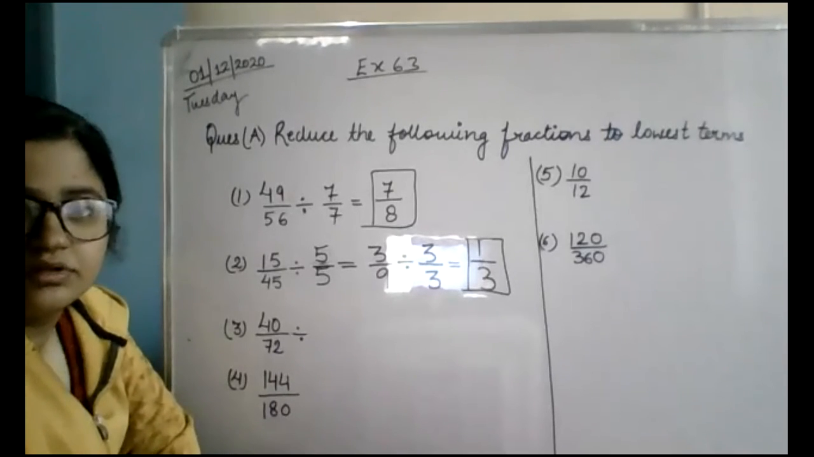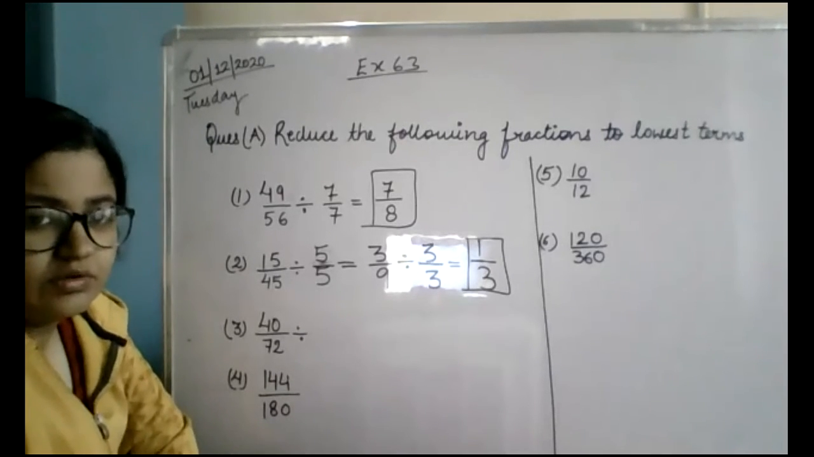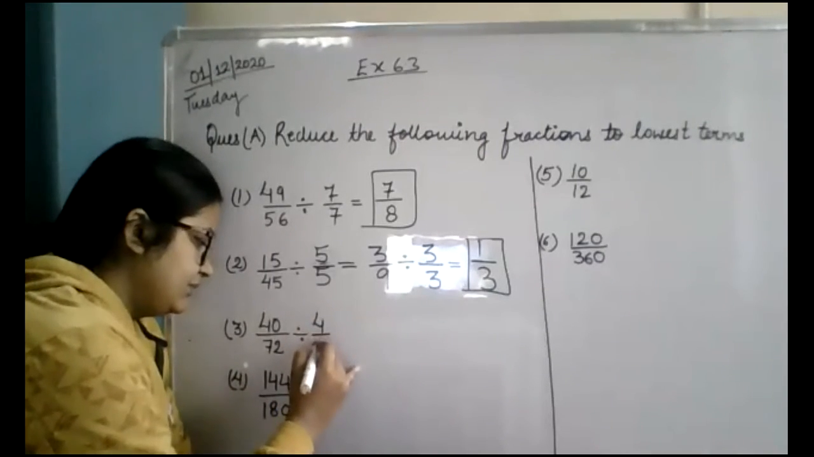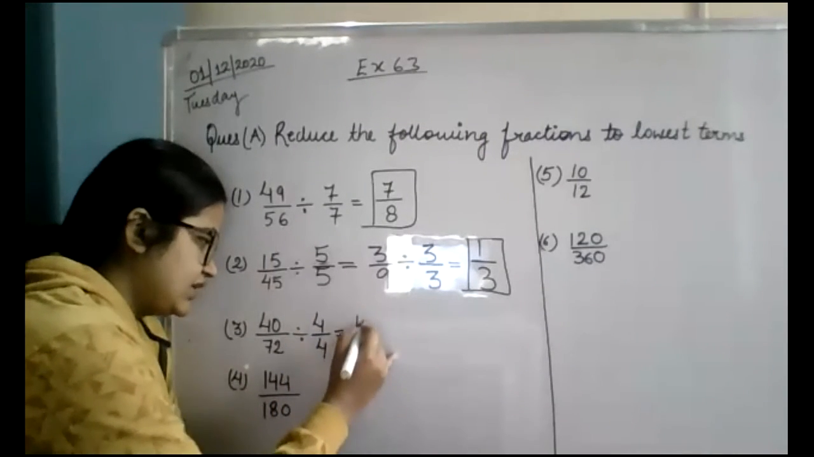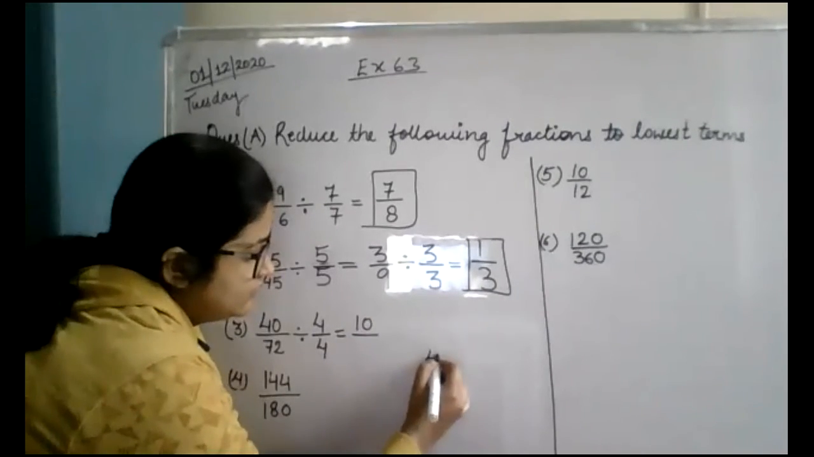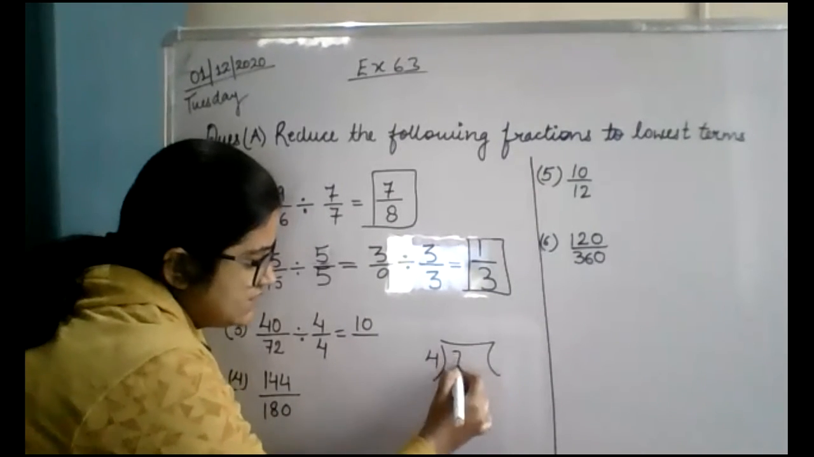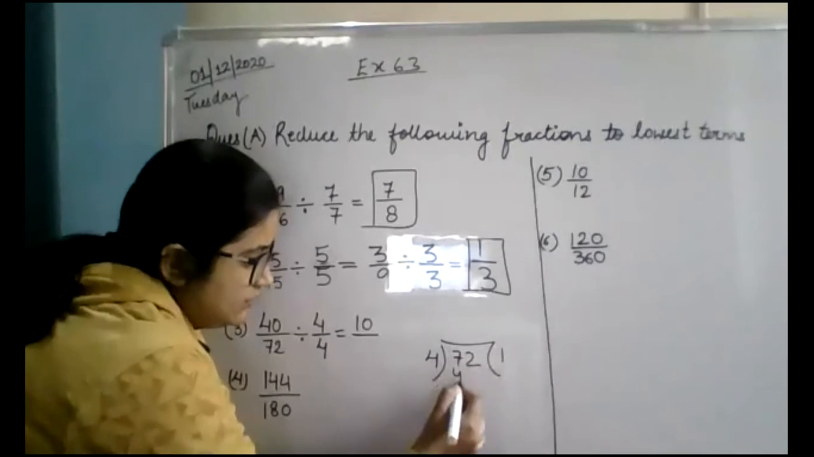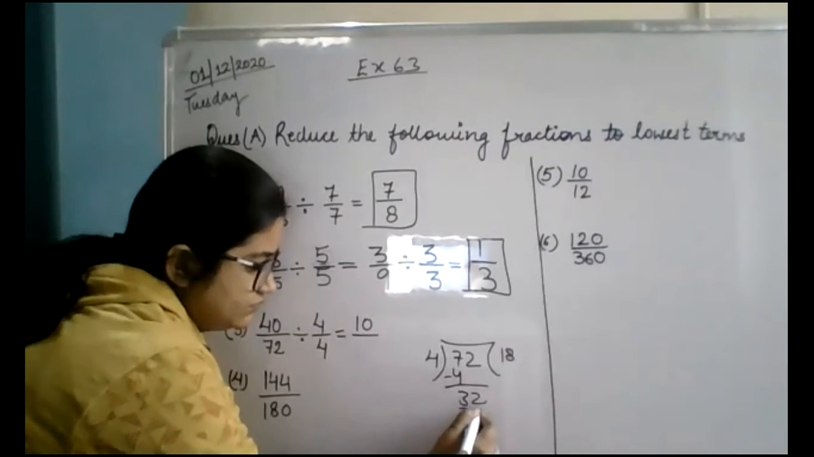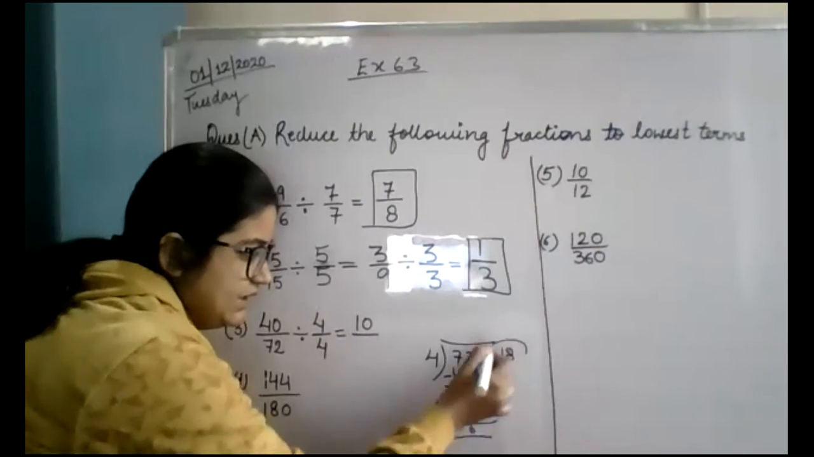Are you able to? 4. Okay, 4. Let's divide numerator and denominator by 4. 4 tens are 40, we all know. If you divide 72 by 4, make a rough column and check. When does 72 come in the table of 4? 4 ones are 4, 4 eights are 32. Yeah, it is coming 18 times.